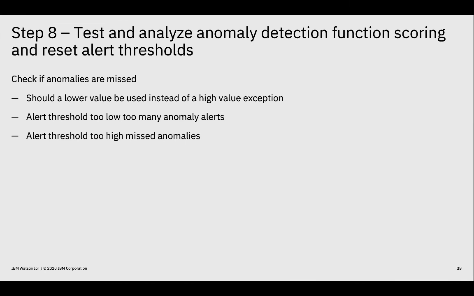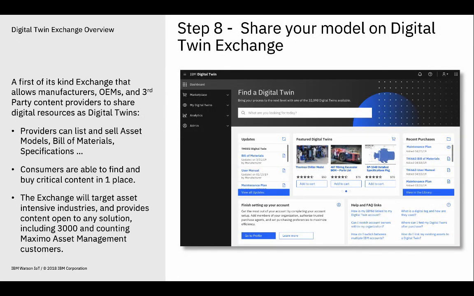Test your anomalies to make sure that they're working. In particular, you want to make sure that you don't set a threshold too low, which would cause you to get too many false alerts, too many anomaly alerts, or vice versa. Don't get a false sense of comfort because you've set your threshold for alerts too high and you've missed some anomalies. The other thing is once you've tested your model, you can share it on the Digital Twin Exchange.